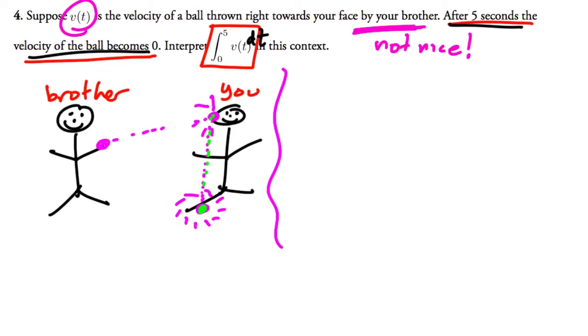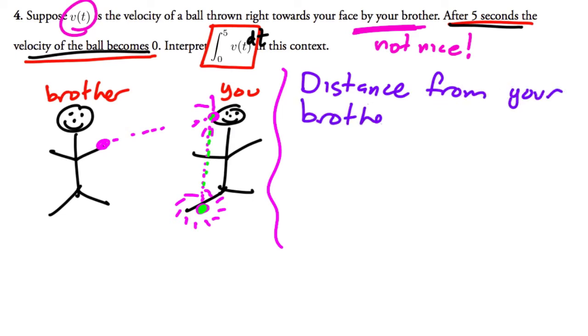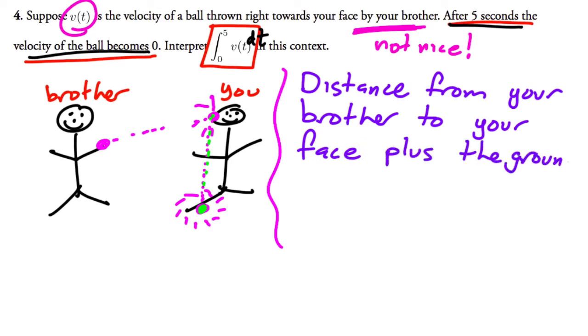So since V of t is the velocity, this represents the distance from your brother to your face plus the ground. Basically, the ball goes this much distance right here, and then comes down this much distance, and then the velocity becomes 0. And that's what that integral measures.